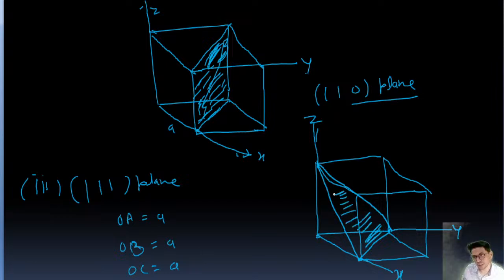This plane. Okay, so this is the plane. This is the 1 1 1 plane, whose Miller indices are 1 1 1. So this is the plane which is intercepting x at a, y at a, and z at a.